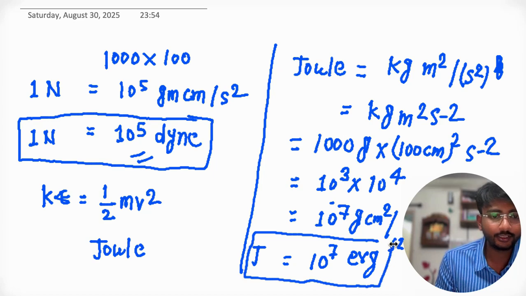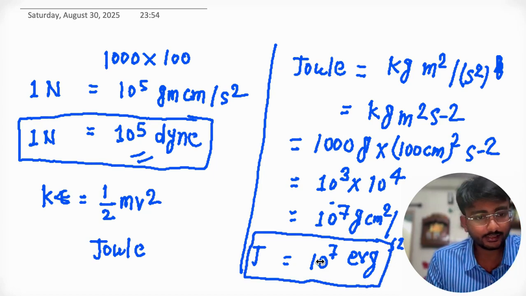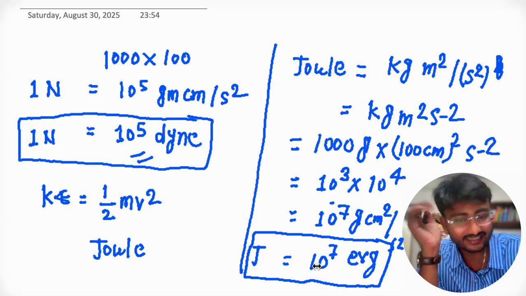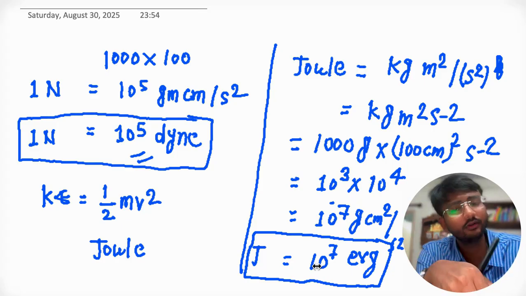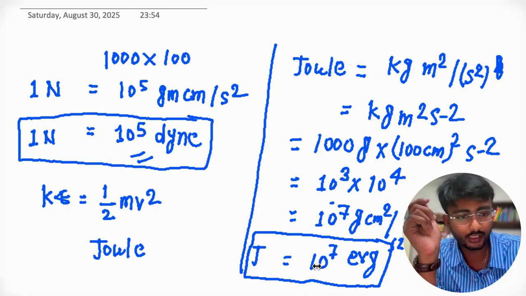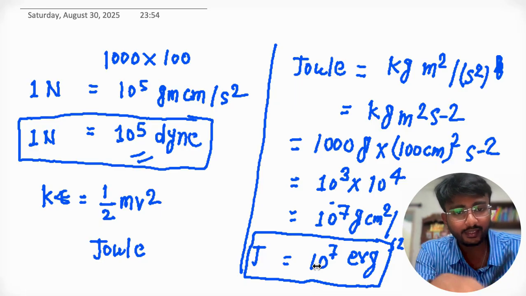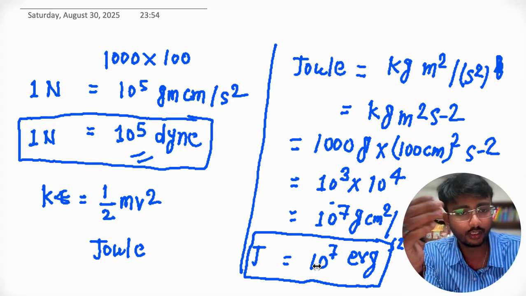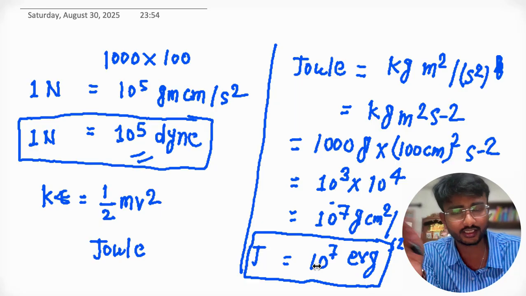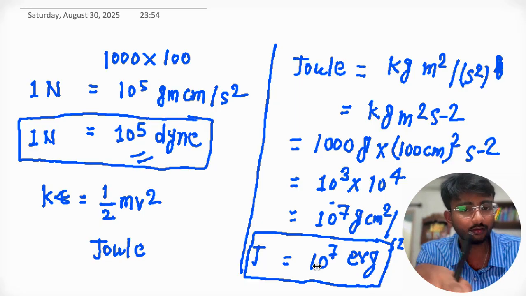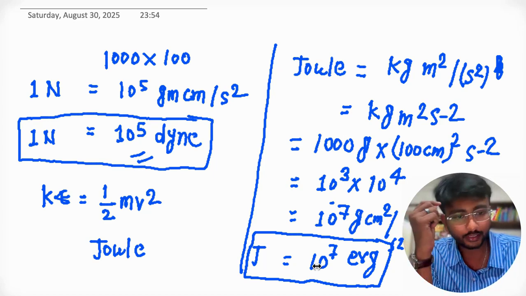So erg is the unit of energy in CGS system. So in this way you can change from any system to another system. You just have to know the basic things like how much kg equals how much gram, how much meter equals how much centimeter. You just need this basic knowledge, then you can easily convert from one system to another system. That's all about unit conversion.